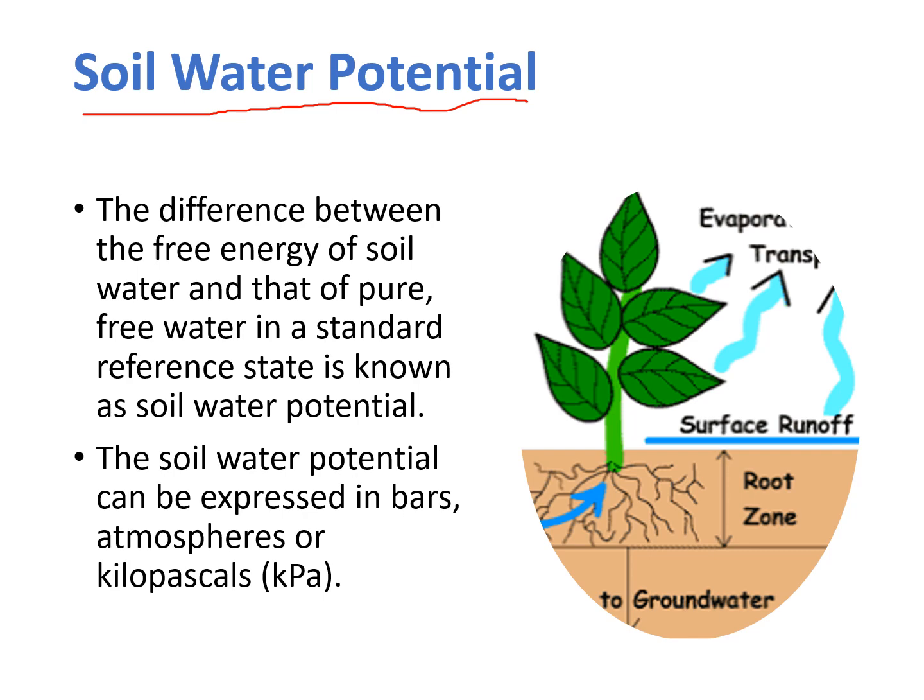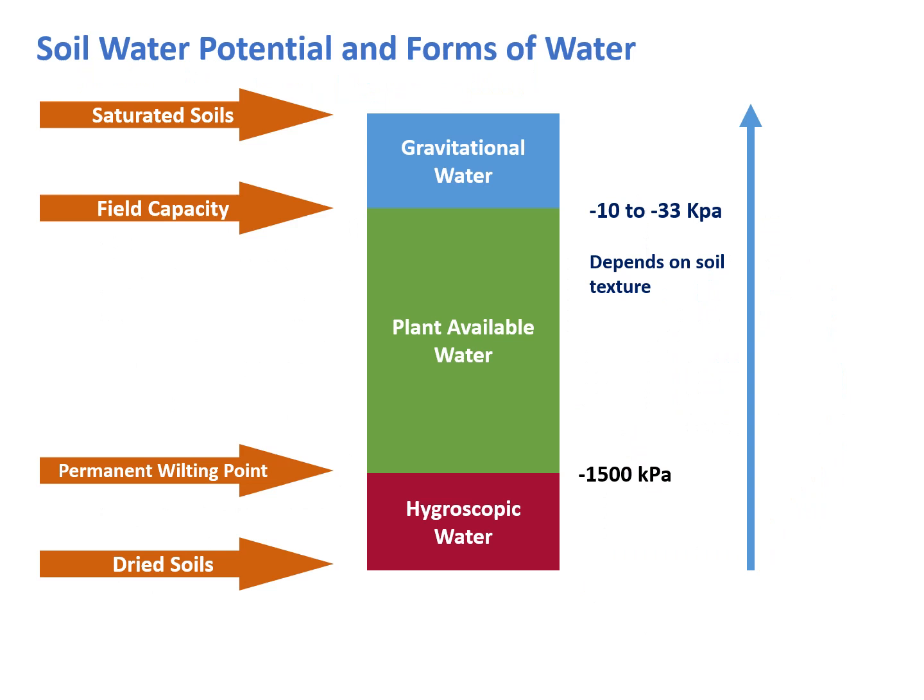The soil water potential can be expressed in bars, atmospheres, or in kilopascals. So generally we use... We have discussed that we have basically three types of water. The first one is gravitational water.